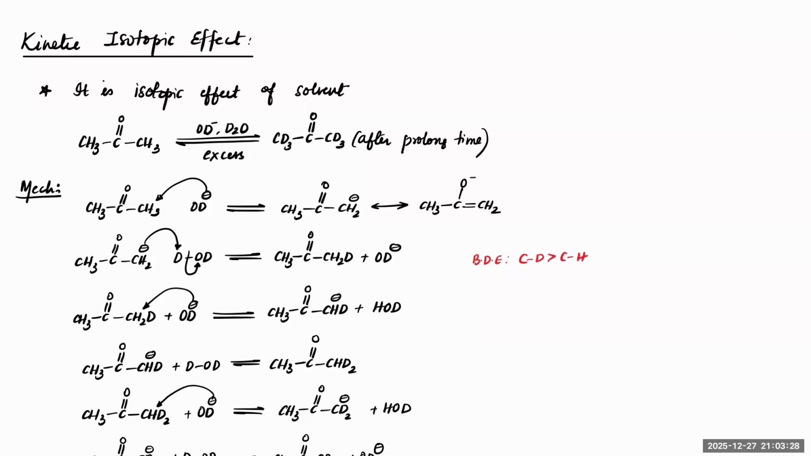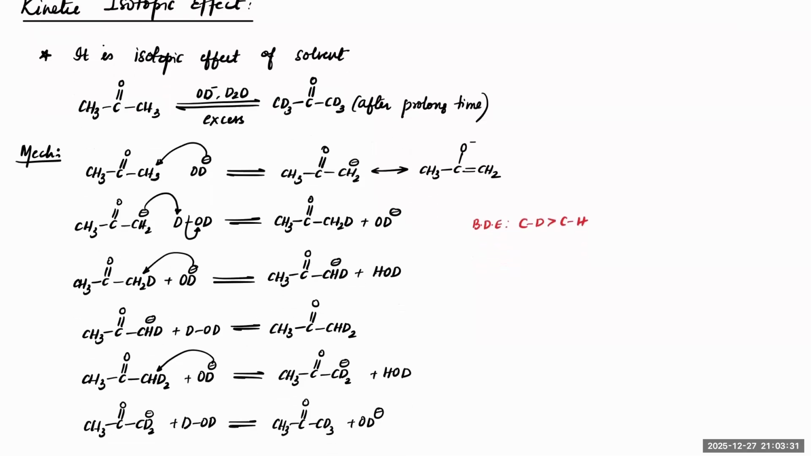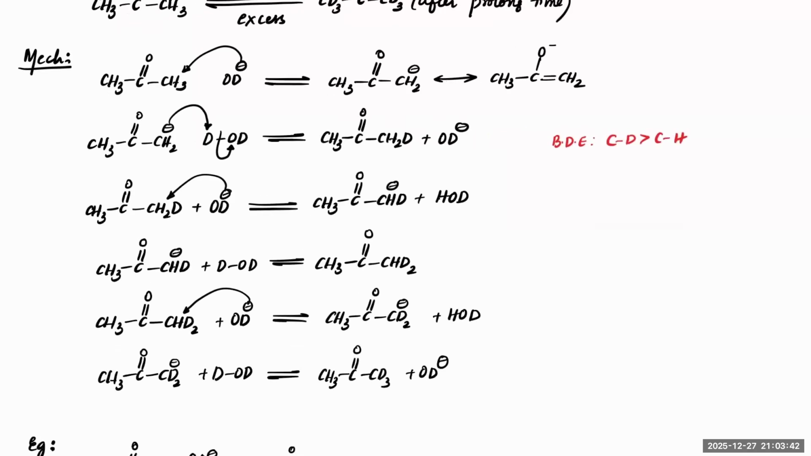you would notice all the alpha hydrogens are getting replaced by deuterium. Of course, this will take some long time, but replacement is evident. See how the mechanism works. OD minus as a base will extract H plus. We'll get this enolate ion. Enolate ion will show tautomer resonance effect like this. And when we get CH2 minus, the CH2 minus will take deuterium from heavy water, removing this OD minus. So again, you can see the H got lost and D got introduced.